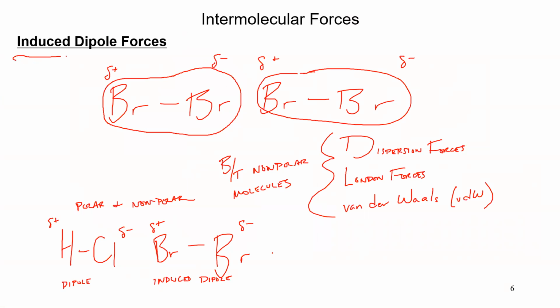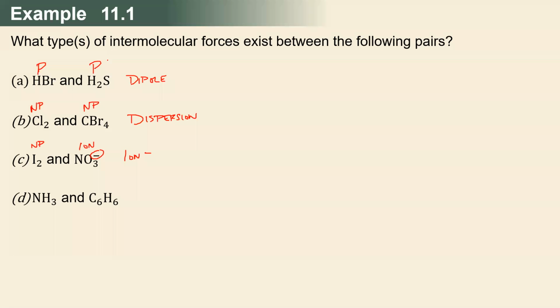It has an induced dipole, right? And so we would call this interaction between an ion and a nonpolar compound ion-induced dipole. Again, that's one of those that doesn't have a fancy name associated with it, but we know that ions and nonpolar molecules are going to behave that way. That negative charge on the nitrate is going to cause the electrons in the iodine molecule to move away from the nitrate, inducing a dipole in the iodine.